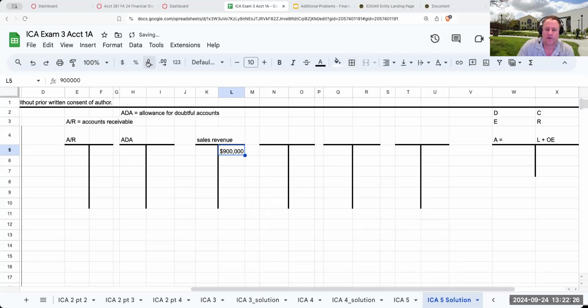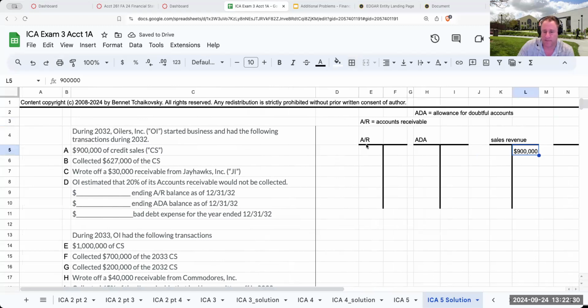And so I'm going to go ahead and show that as a credit. And for every credit, I need a debit. Well, if I had a credit sale, that means I did not collect cash. Rather, over here, I would be debiting accounts receivable. And we started business. So another thing to note is that our opening balance in accounts receivable would be zero, right? So on 1/1/32, this is the first year we started business. So that's why we have a zero balance.